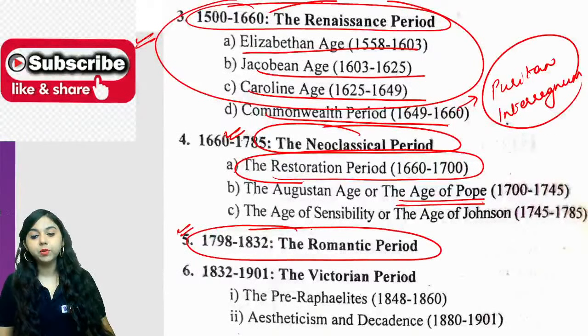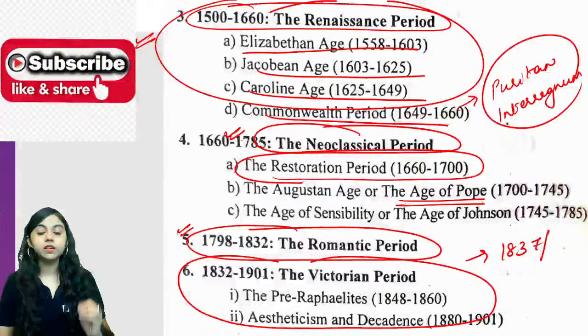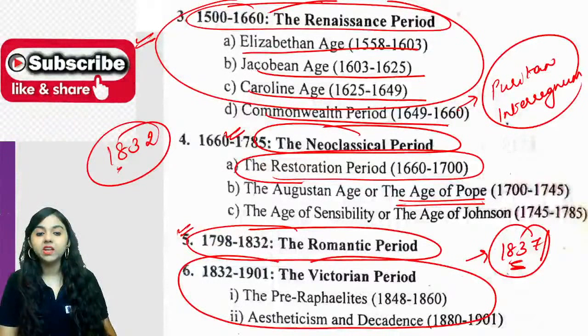Then you have the Victorian age. For the Victorian age classification, many books say 1837, that is okay. Literature is a very porous category, and it is for us to understand that. If they give you a question, when did Queen Victoria ascend the crown? Then you can write down 1837. If they ask you, when is the first Reform Bill coming in? Then you can write down 1832. So based on what is asked in the question, you will have to answer accordingly.